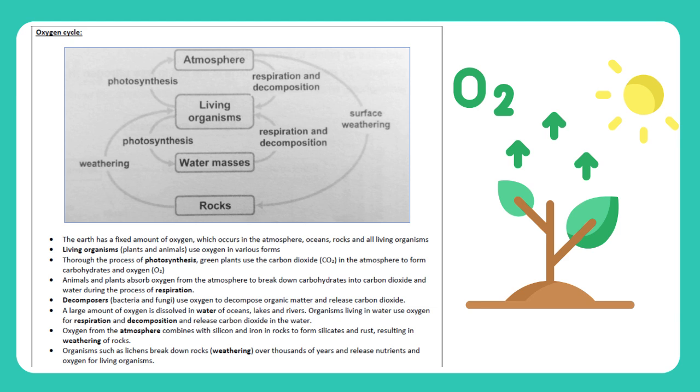process of respiration. Decomposers, bacteria and fungi, use oxygen to decompose organic matter and release carbon dioxide. A large amount of oxygen is dissolved in water of oceans, lakes, and rivers. Organisms living in water use oxygen for respiration and decomposition and release carbon dioxide in the water. Oxygen from the atmosphere combines with silicon and iron in rocks to form silicates and rust, resulting in weathering of rocks. Organisms such as lichens break down rocks, weathering, over thousands of years and release nutrients and oxygen for living organisms.